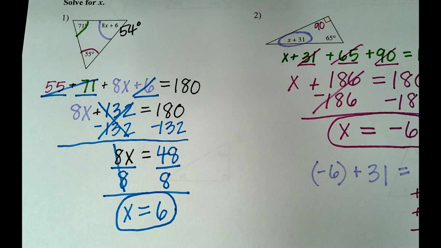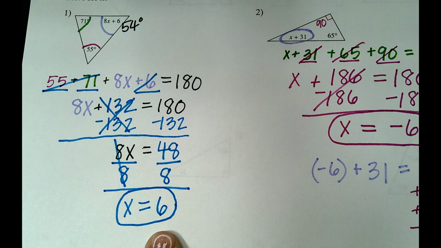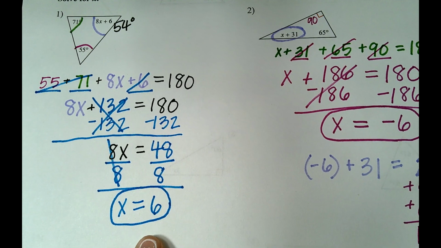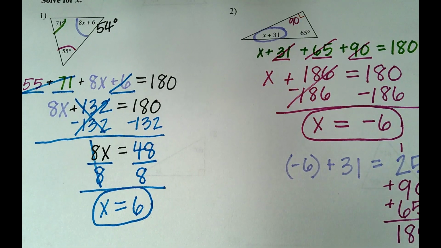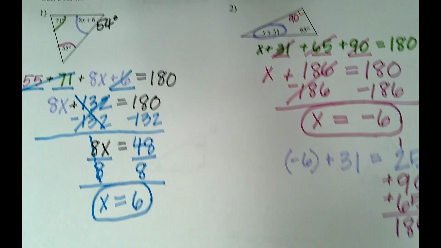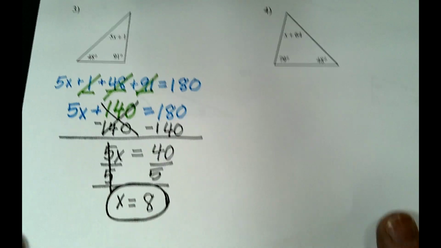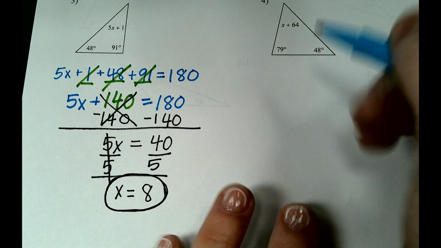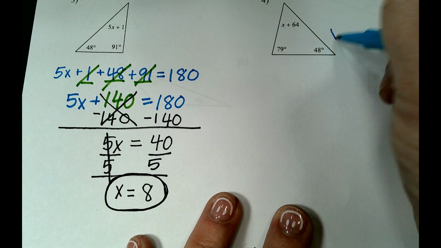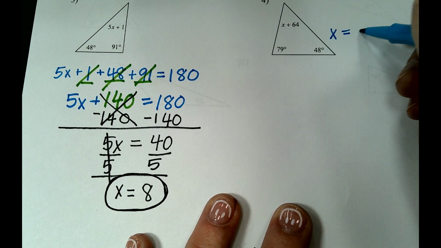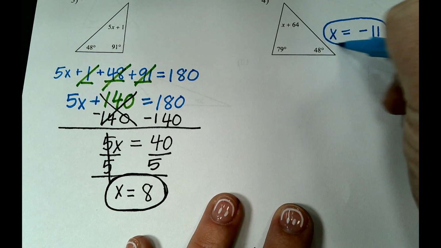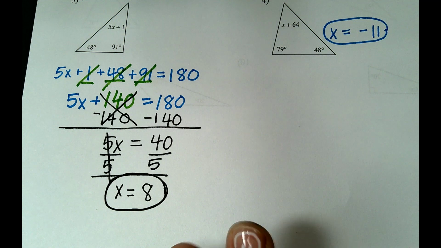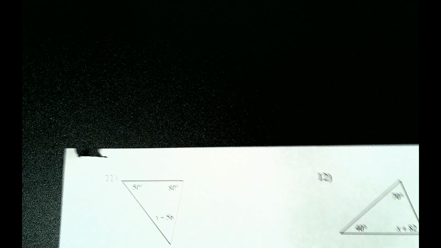Number 1 we did together and we got x equals 6. If any of these you don't have correct on your paper, feel free to circle that, and at the end we can talk about them. Number 2, we got -6 together. Number 3, we did together as well. We got x equals 8. And number 4, x equals negative 11. Okay, next page.